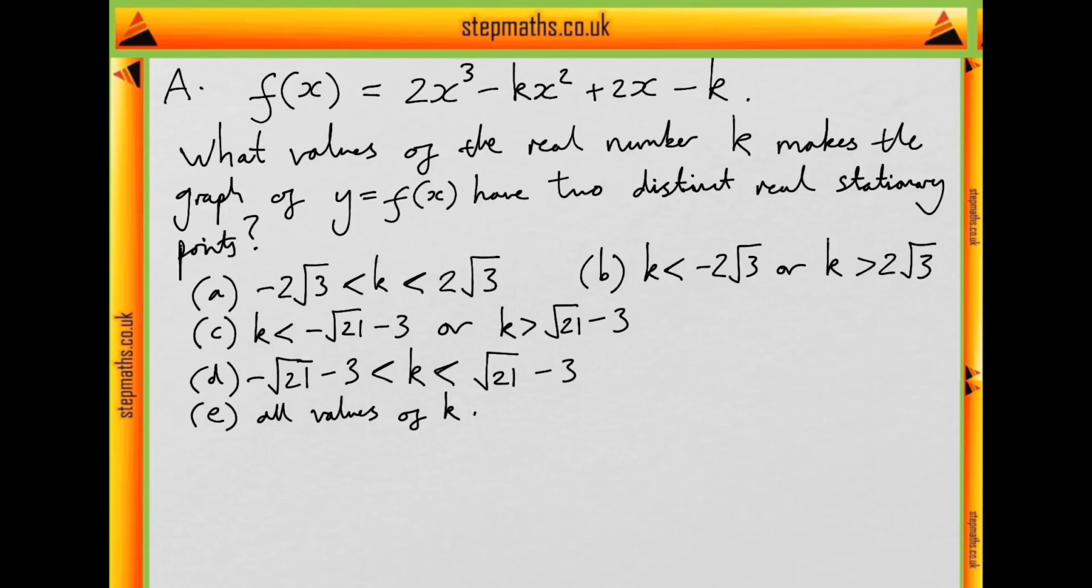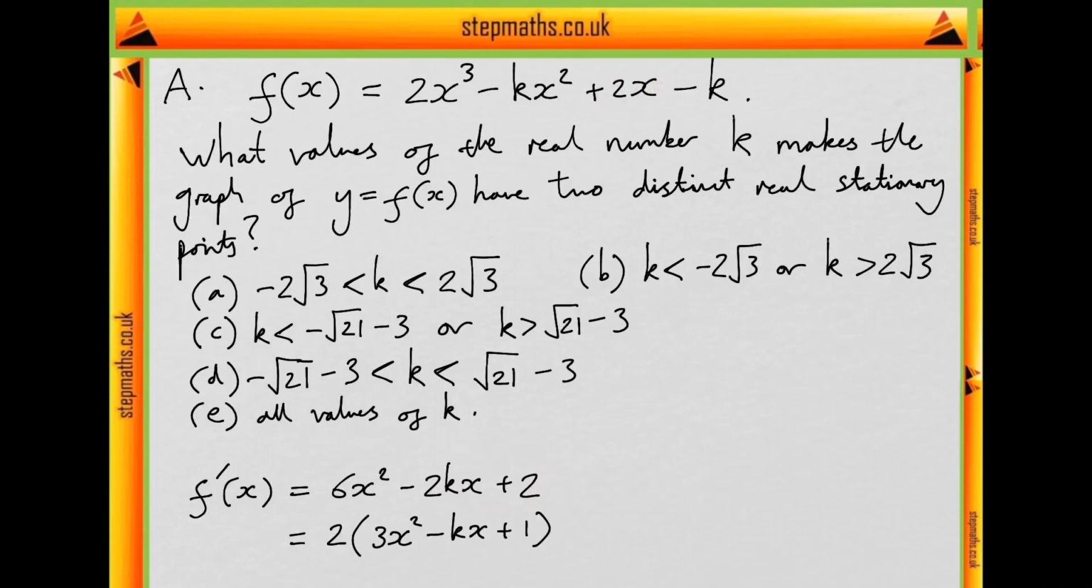Okay, first thing we notice is the question is about turning points. We want to know what values for k make this graph have two distinct real stationary points. So the first thing we should do if we're looking for stationary points is to differentiate this. So if we calculate f prime of x, what do we get? Well, we get 3 times 2 is 6x squared minus 2kx plus 2. So we get this expression here.